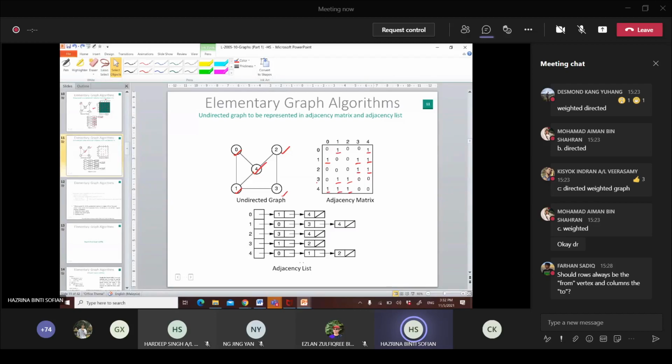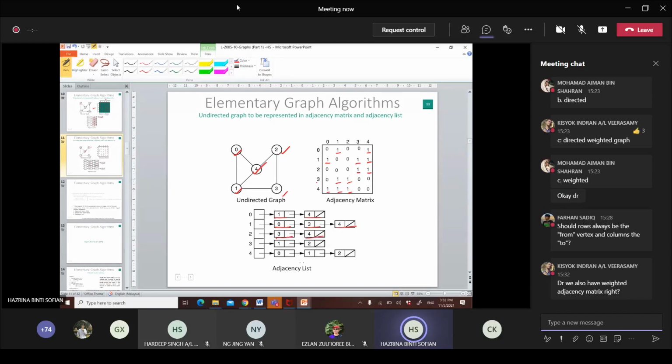So same as doing the list, 0 can go to 1 and 4. 1 can go to 3 vertices: 0, 3, 4. 2 can go to 3 and 4. And 3 can go to 1 and 2. The last vertex 4 can go to 0, 1 and 2.